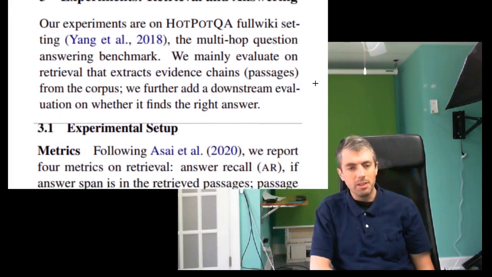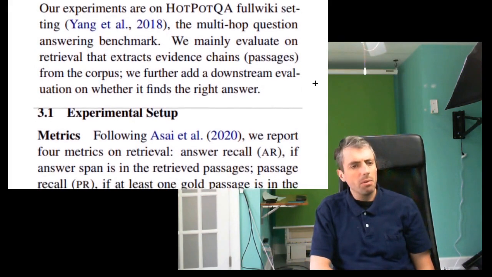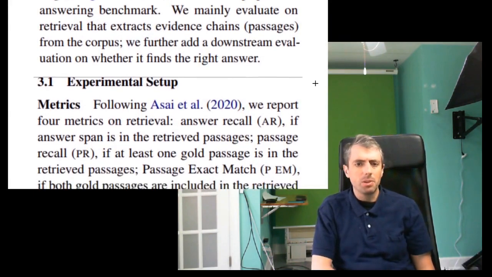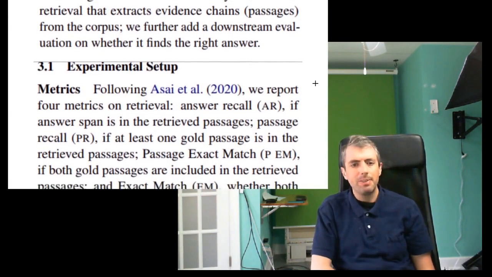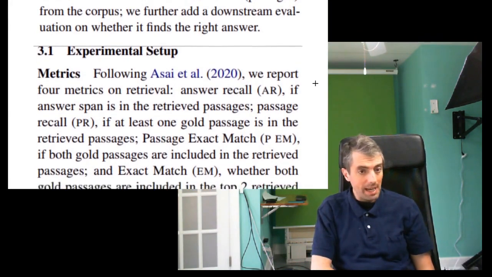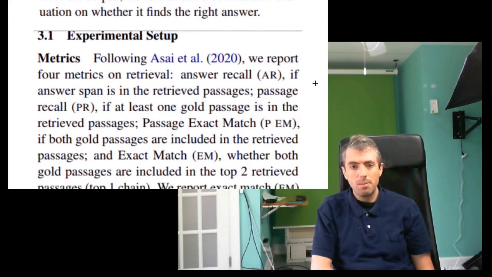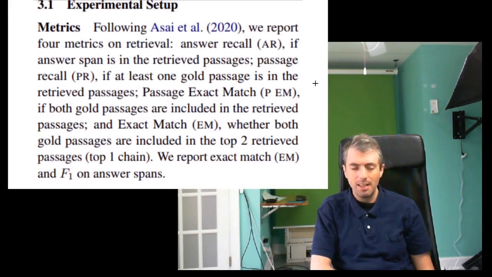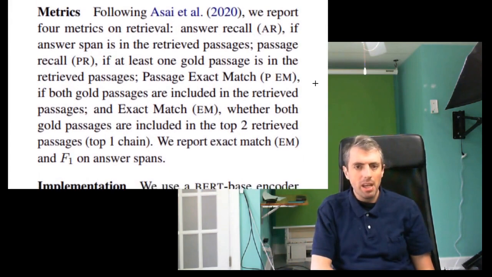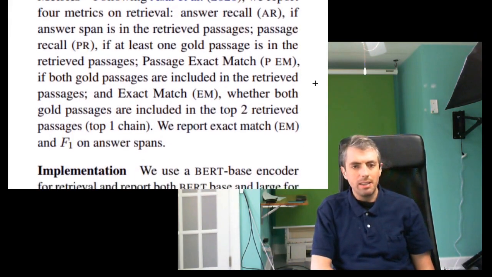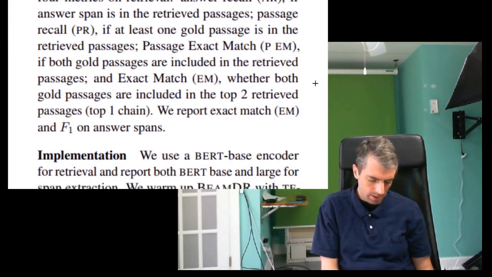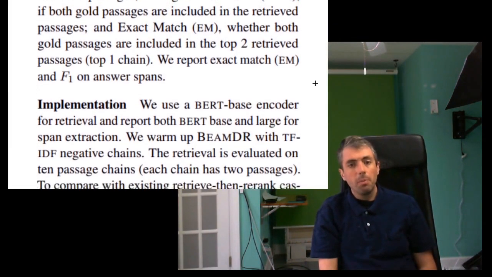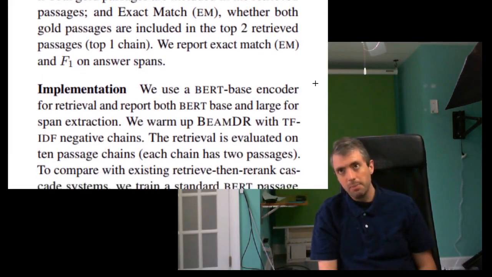Section 3.1, Experimental Setup. Following Asai et al., we report 4 metrics on retrieval. Answer recall, AR, if the answer span is in the retrieved passages. Passage recall, if at least one gold passage is in the retrieved passages. Passage exact match, PEM, if both gold passages are included in the retrieved passages. And exact match, EM, whether both gold passages are included in the top 2 retrieved passages, i.e. the top chain. We report exact match and F1 on answer spans.